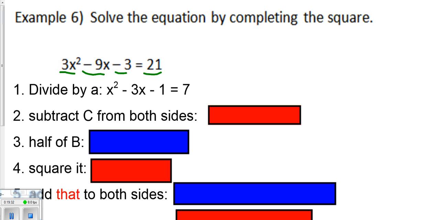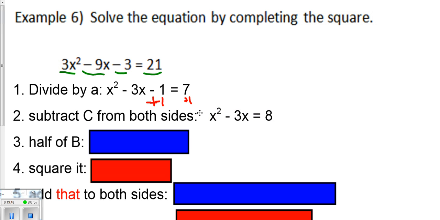From here, we subtract c from both sides. So we're subtracting a negative 1. Remember, if you subtract a negative, that's like saying positive, or adding 1 to both sides of this equation. When we do that, we get x squared minus 3x equals 8.